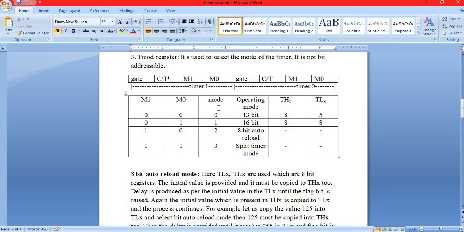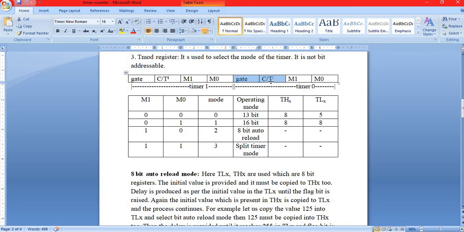Now we will take a look at the TMOD register. It is used to select the mode of the timer and it is not bit addressable. That means you cannot address it bit by bit. Here as you see, these 4 bits belong to timer 1 and the other 4 bits belong to timer 0. And here you can take a look at the gate and C/T bar bits which you have already seen in the internal circuit.